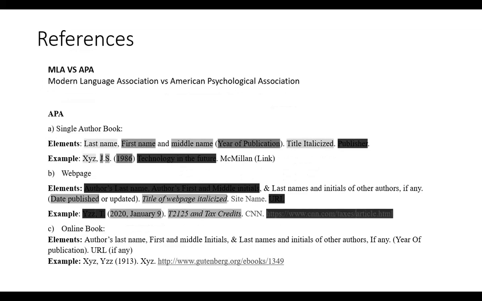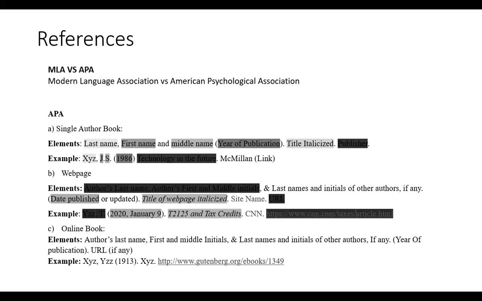And finally you have references. So when it comes to references, if it's a single author book, you want to write the last name of the author, the first name, and the middle name. Year of publication, your title of the book, italicized, and finally the publisher.